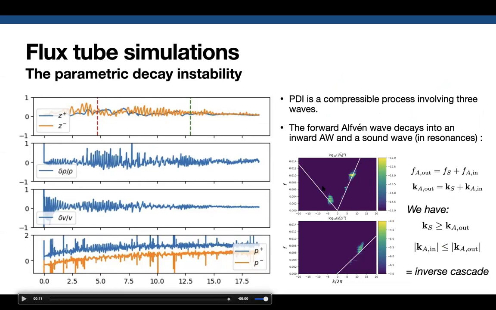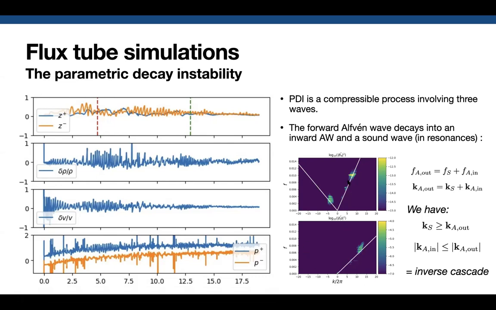And if we look at the spectrum of these perturbations, we actually realize that it's a 3-wave process, where a forward Alfvén wave decays into an inward Alfvén wave and a sound wave, and those 3 waves are in resonance. So it means that the frequency of the outward Alfvén wave equals the frequency of the sound wave plus the frequency of the inward Alfvén wave, and the same for the wave vector. And in general, the inward Alfvén wave has a lower frequency than the outward Alfvén wave, which is what we can see here.